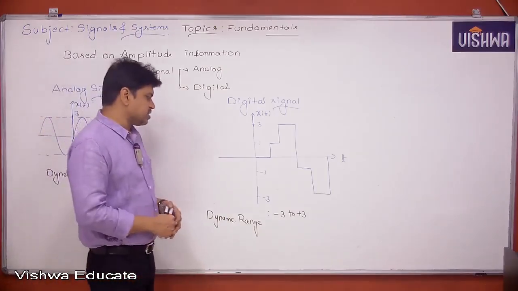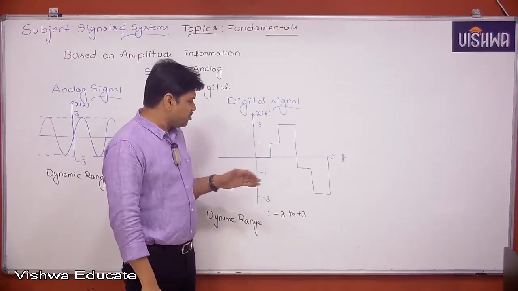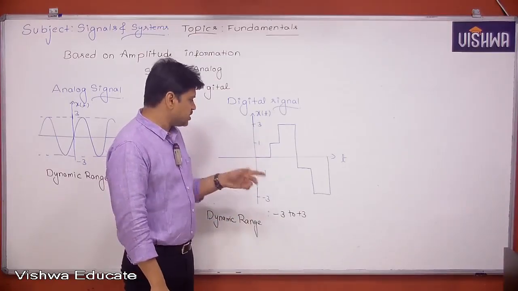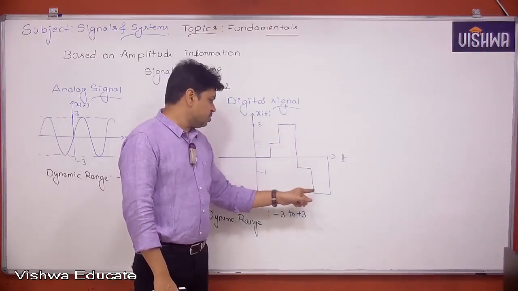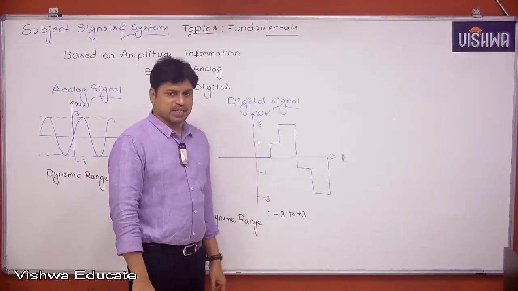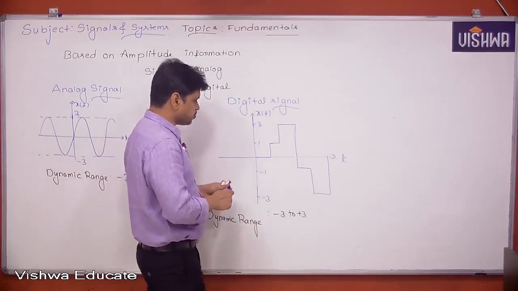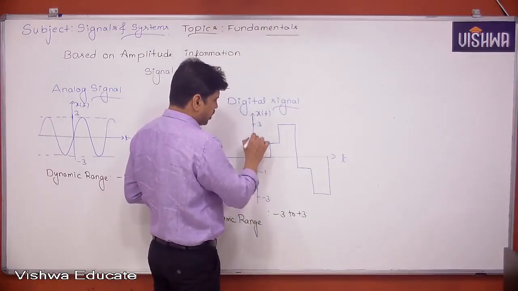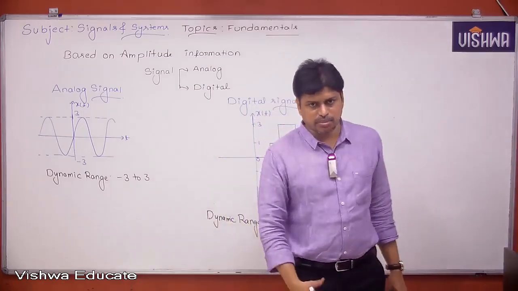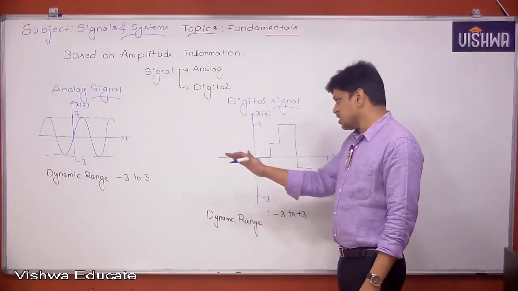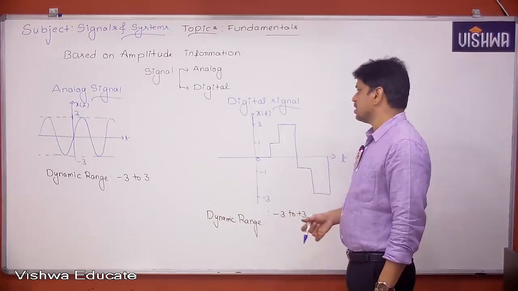Whereas if I take the digital signal, the dynamic range is still -3 to +3. But is it taking every amplitude between -3 and +3, like infinite values? No, it is taking only particular values. It is taking 0, 1, 3, -1, and -3. These are the only values it is considering, like 5 values. It is not considering the remaining values. So even though the dynamic range is the same, based on the amplitudes it is considering, I can say it is a digital signal.